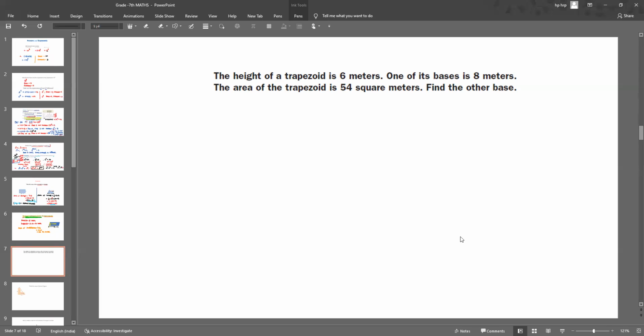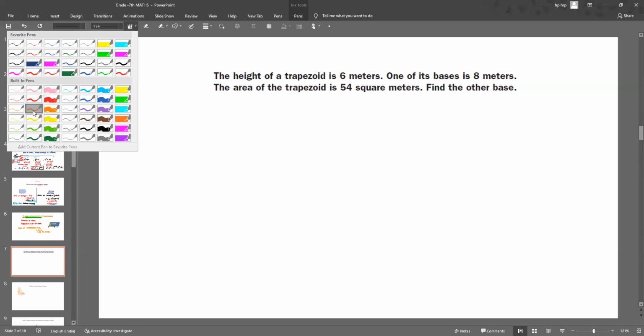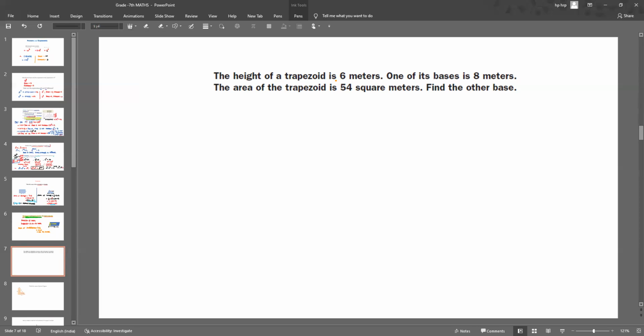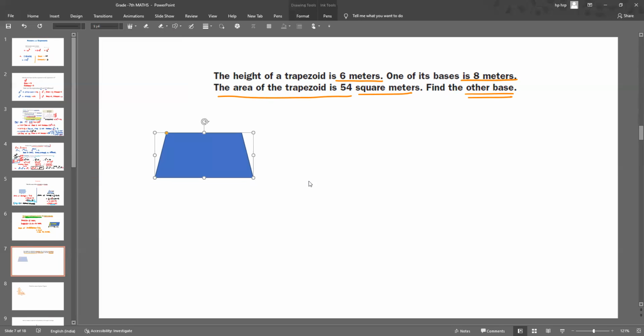Okay, no problem. I can explain. So here you can see that in this question what is given: the height of a trapezoid is 6 meter and one of its bases is 8 meter, and the area of the trapezoid is also given, and we have to find the other base. Okay, so here I can draw the rough figure of a trapezoid. Just a second. So this is our trapezoid.